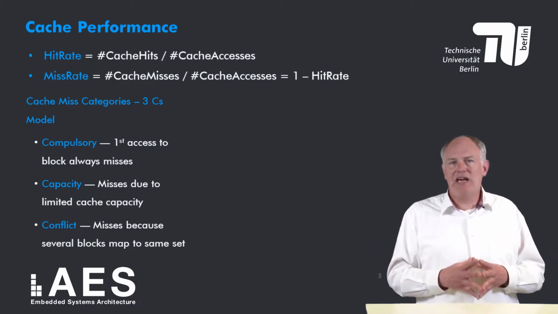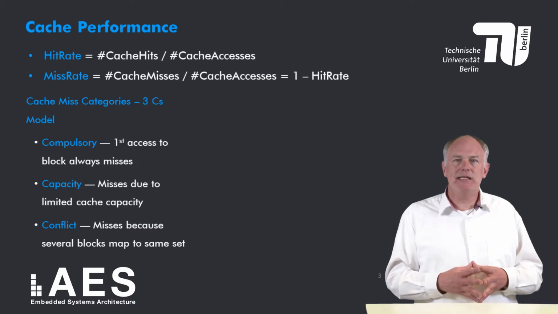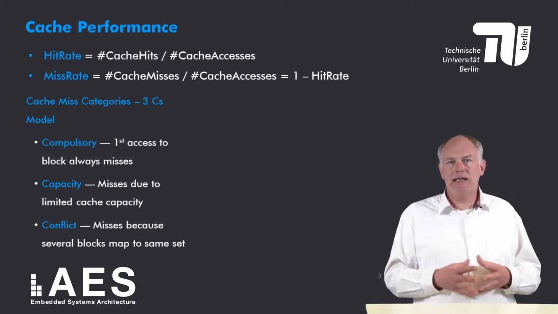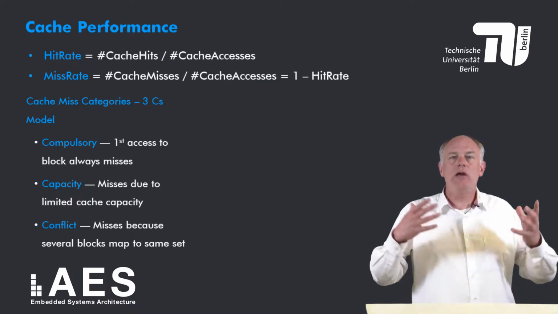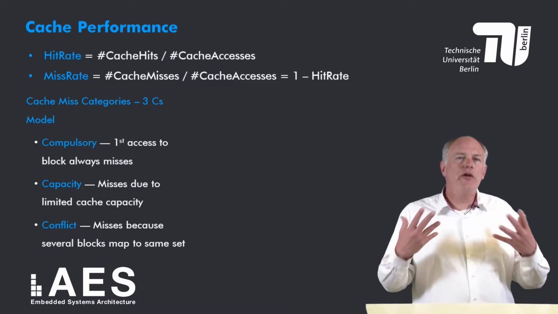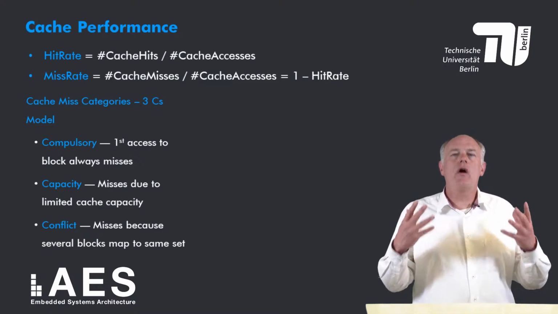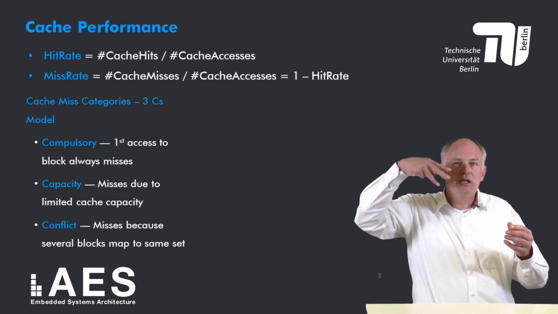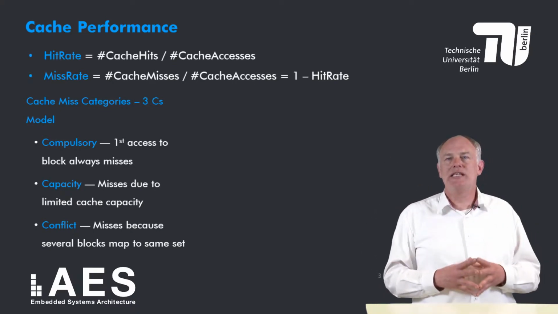The second type of cache misses are capacity misses. These are misses occurring because the cache has a finite capacity and cannot contain all the data and code used by a program. The third type of cache misses are conflict misses. These are misses occurring because several blocks map and compete for the same set and are therefore replaced before they are reused.